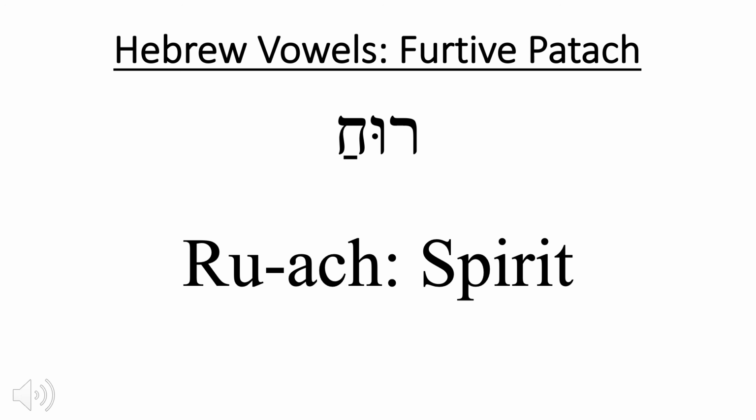If there was a patak underneath the resh so that it was ra, we would still start with the resh. The one exception is what's called a furtive patak, where a chet or an ayin at the end of a word closes out the word and causes the vowel to be pronounced first. So this is not ru-ha, this is ru-ach. Again, it only happens in a few cases, and you'll memorize these, for instance in the word ruach, meaning spirit, so that you'll get used to seeing it. Ruach, with the vowel before the consonant, only at the end of the word and only in certain words.